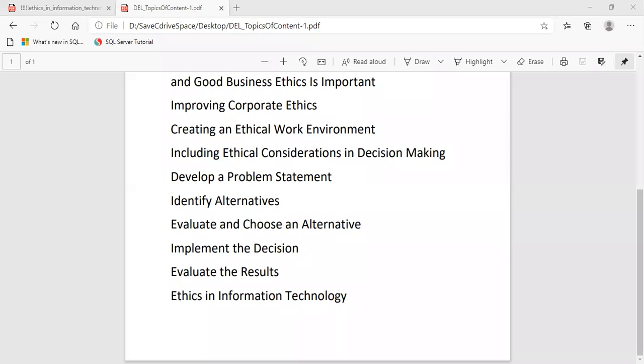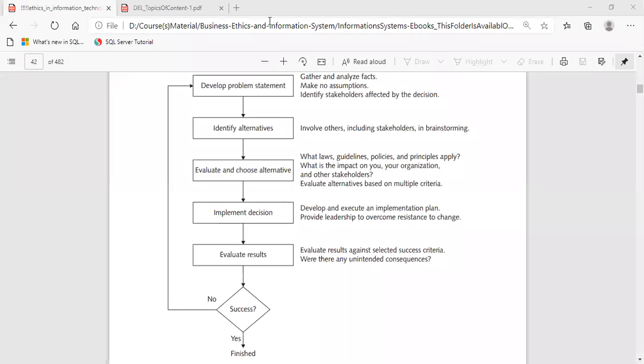So now let's move to the next topic, that's including ethical considerations in decision making. There are different steps in the decision making process. Let me check if I have the figure so that I may share it with you. So this is a basic flow chart of the decision making process. We need to include different ethical considerations during this process so that we can have a good practicing strategy at the organization regarding the implementation of the ethical rules and regulations within the organization.